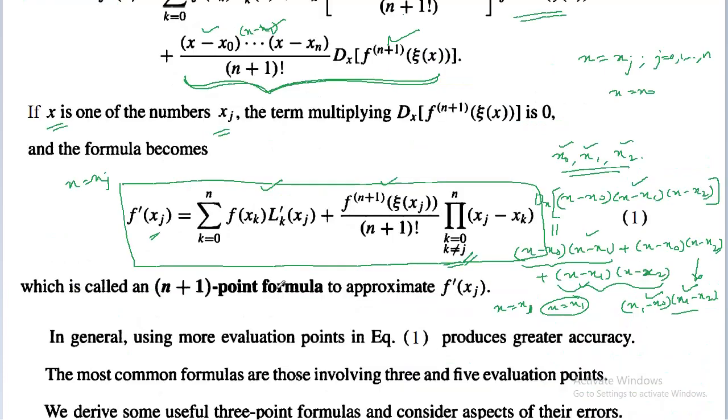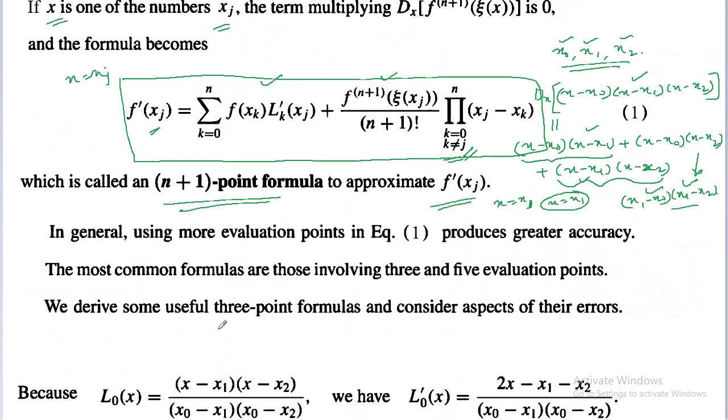Okay, so this formula is called the n plus 1 point formula, and we can use this formula to approximate f dash of xj, right? So in general, if you are using more evaluation points, that is the points x0, x1, x2, etc., this equation produces greater accuracy. It will be more accurate if you are using more data points.